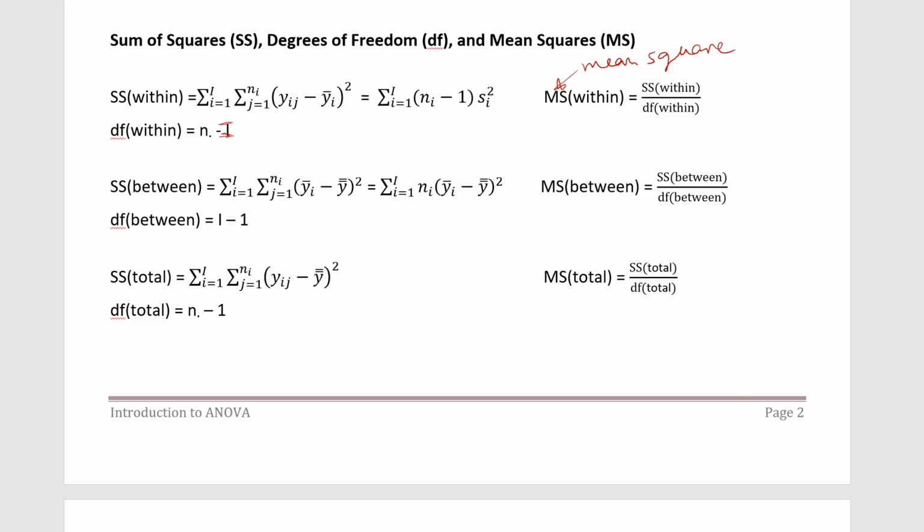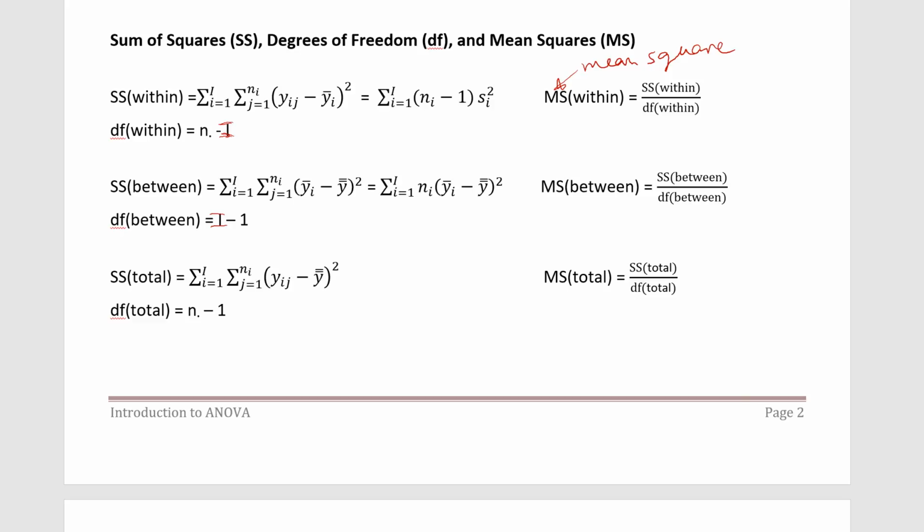And the degrees of freedom for between is the number of groups minus 1. Because we have 3 sample means, right? We're comparing the sample mean for the first group to the total mean, the sample mean for the second group to the total mean, the sample mean for the third group to the total mean, in our case.